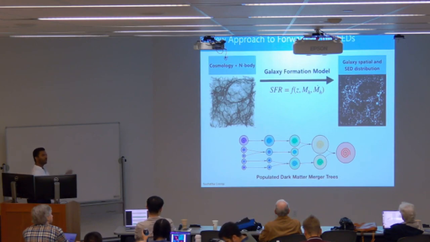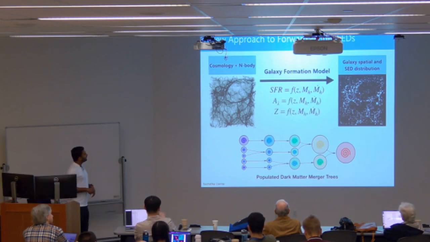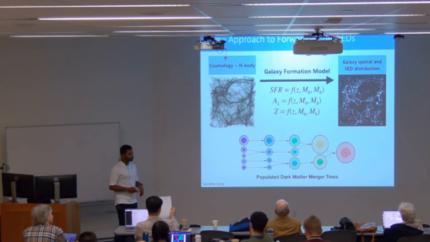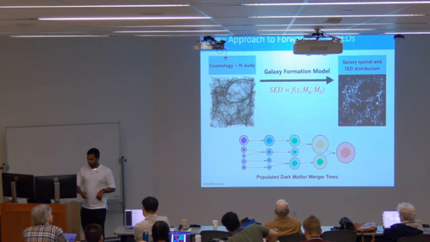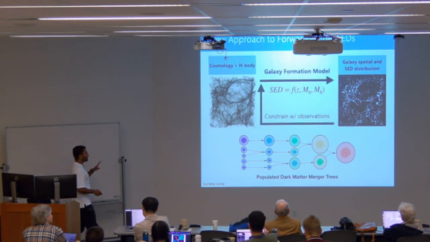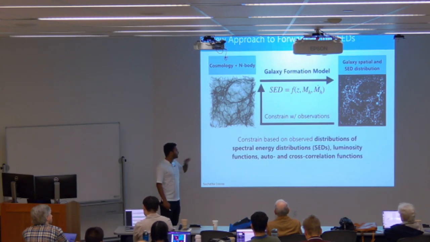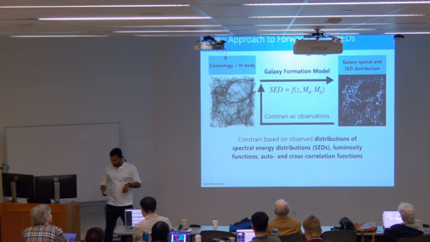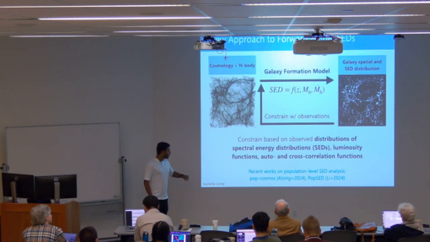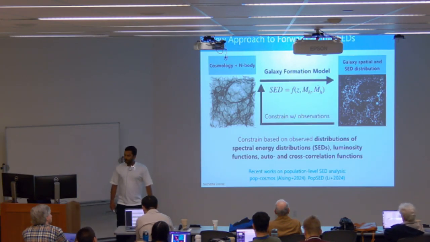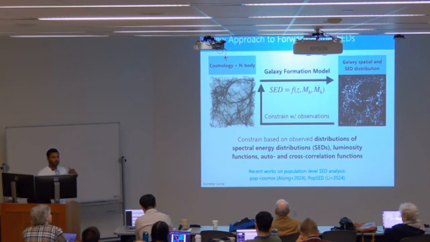And so how do we do that in the framework of UniverseMachine? Well, you have these SFRs, you add dust and metallicity into it, then you get an SED that you can calculate for each halo. And then you constrain with observations, and these observations now are distributions of SEDs, luminosity functions, and correlation functions. There have been very recent works that do this population level analysis called PopCosmos and PopSED. The difference between their work and ours is that we have additional information coming in from structure formation.